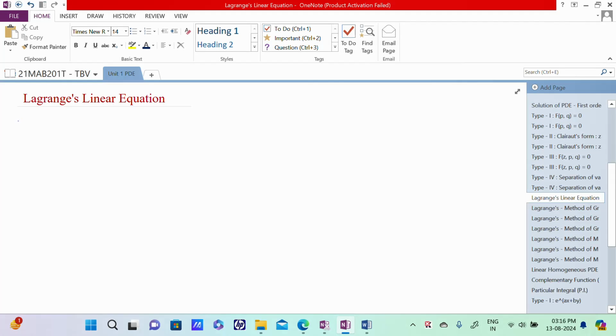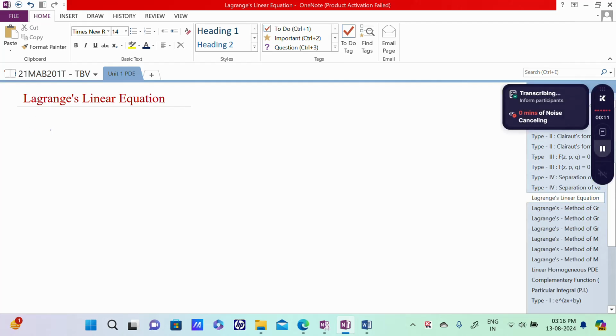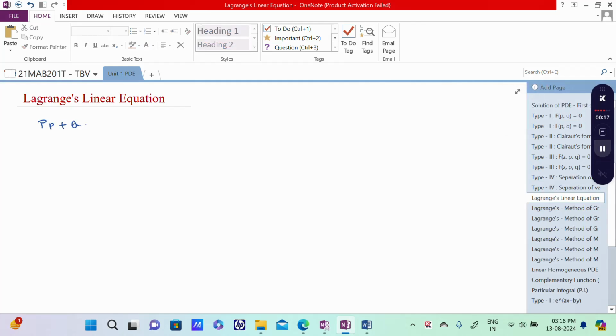I'm Dr. Godandaraman. In this section, we are going to discuss Lagrange's linear equation. A linear partial differential equation of the first order, of the form Pp + Qq = R, where P, Q, R are functions of x, y, z, is called Lagrange's linear equation.